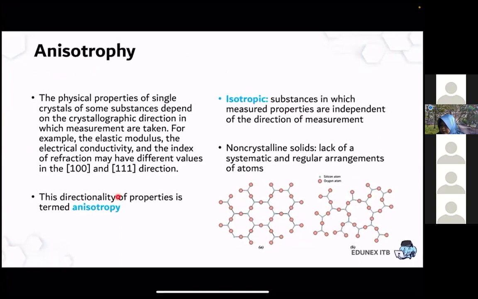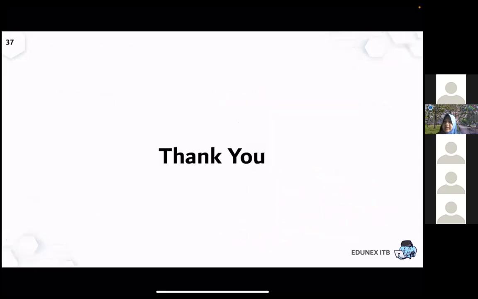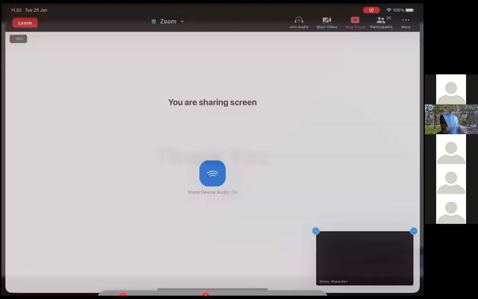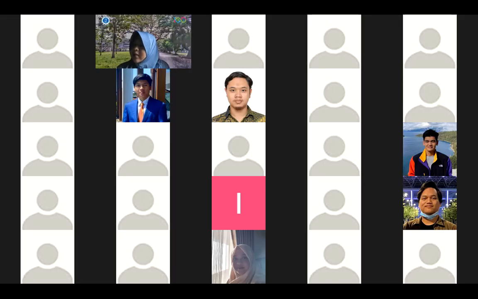But in some other places, for example in fiber, polymer or composite, there should be some anisotropy. Okay, and another one is called non-crystalline solid, which is actually the lack of systematic and regular arrangement. So this is the concept of a non-crystalline solid. This is crystalline because all of the rings are similar, but over here they have a different ring. Okay, so that is the end of the crystal structure, and then let's continue to the next slides.